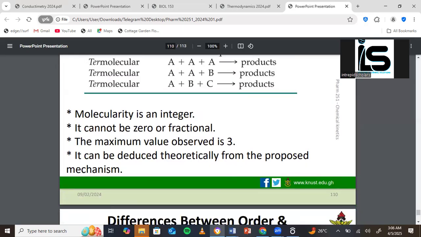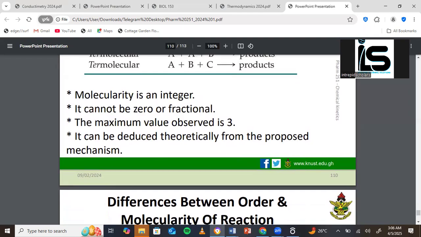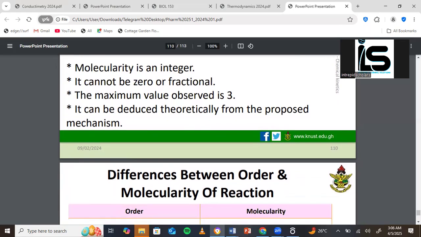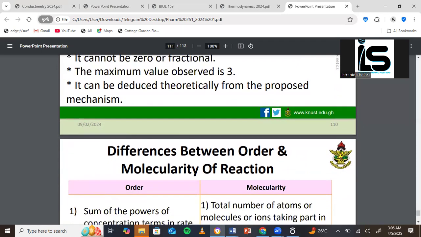Now, these are important facts about molecularity that we have to note. Molecularity is always an integer. It means it's always a positive or negative whole number, right? Molecularity cannot be 0. It cannot also be a fraction. Now, we are saying that the maximum value observed is 3. The maximum value of molecularity is 3, right? Now, it can be deduced theoretically from the proposed mechanism.